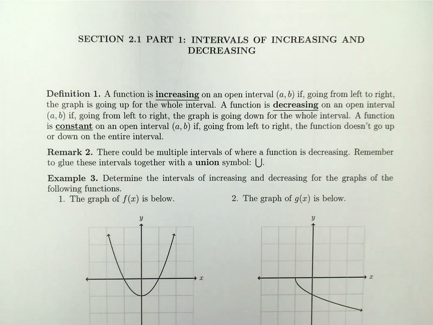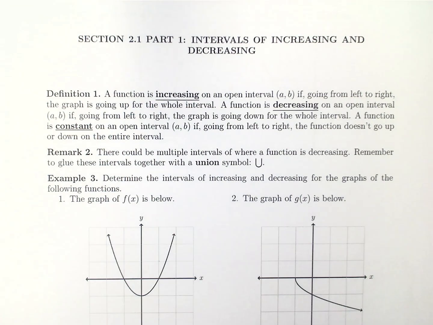So a function is increasing on an open interval a to b if, going from left to right, the graph is going up for the whole interval. A function is decreasing on an open interval if, going from left to right, the graph is going down for the whole interval. And we say a function is constant on an open interval, again going left to right, if the function doesn't go up or down for the entire interval. And those are, in fact, our intervals of increasing and decreasing.